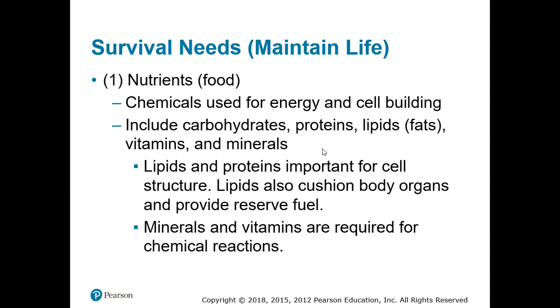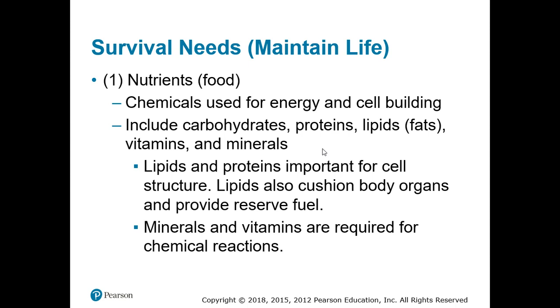Now that we've covered those 8 things, the next thing we're going to talk about is 5 survival needs in order to maintain life and to do those life functions. In order to do those life functions, the first thing you're going to need is nutrients, and you get this from your food or any liquids that you take into your body. These nutrients are just chemicals that are going to be used to either make energy or to be building blocks to make new cells, make new proteins, etc. They can include carbohydrates, proteins, lipids, which are considered to be fats, vitamins, and minerals. You need all of those in order to have a healthy diet.